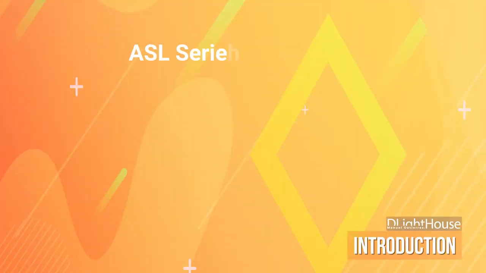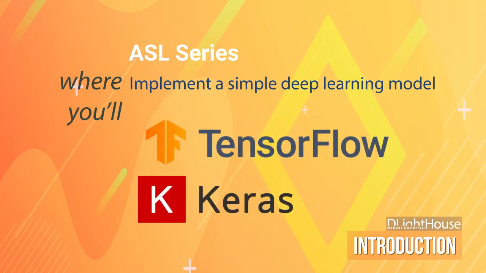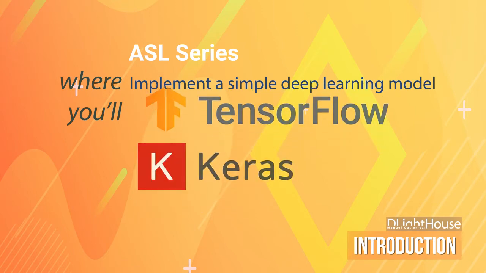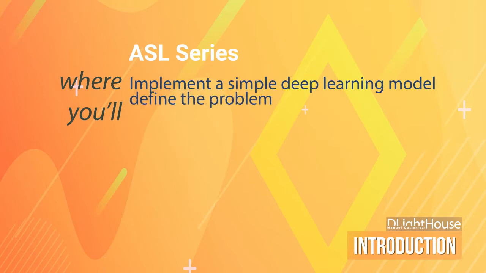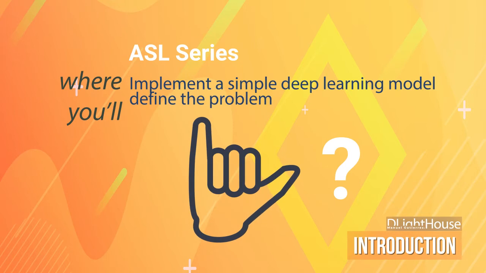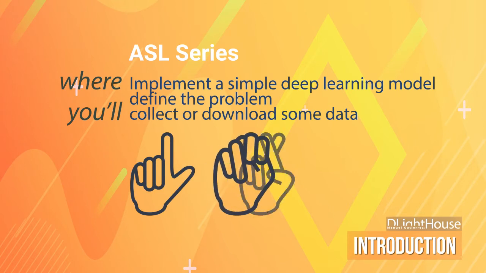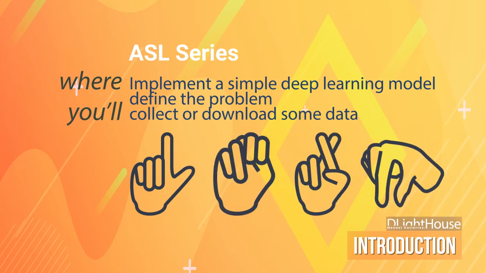Let's start! This video is part of the ASL classification series where you'll implement a simple deep learning model using TensorFlow and Keras for classifying images. First, we define the problem that we want to solve, identifying hand signs for the American Sign Language, ASL. Then, we collect or download some data representing examples of what we want to learn how to classify: images of hands representing the ASL fingerspelling signs.